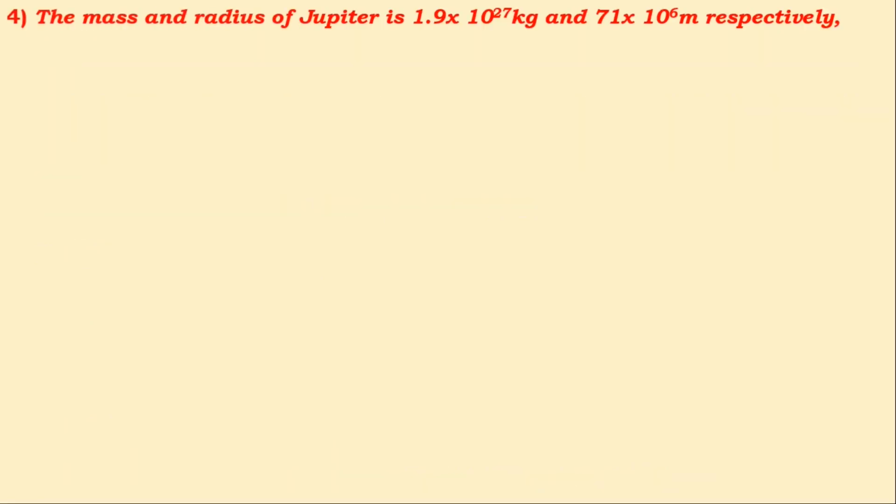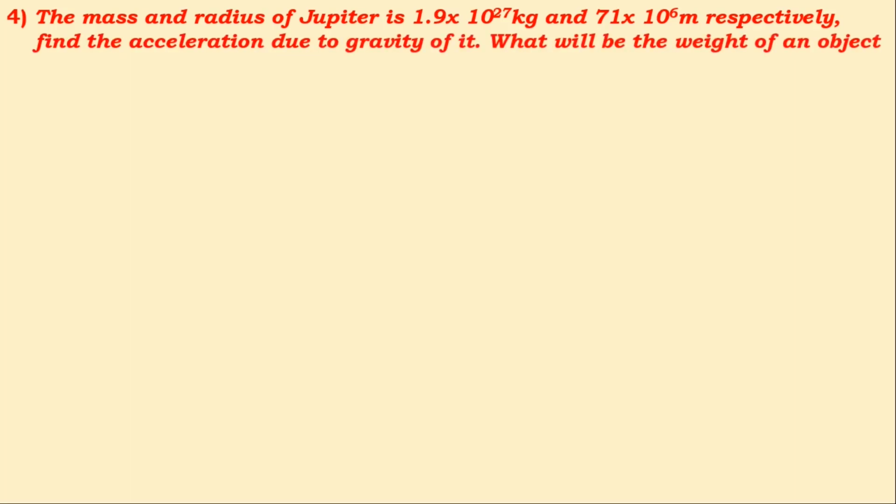Okay, let's go to numerical number 4. The mass and radius of Jupiter is 1.9 into 10 to the power 27 kg and 71 into 10 to the power 6 meter respectively. First is mass, second is radius. And find the acceleration due to gravity of it. It means the acceleration due to gravity on the surface of Jupiter is asked. What will be the weight of an object having mass 75 kg on that planet? Here, another question is also asked, that is related to the weight of a body of mass 75 kg.